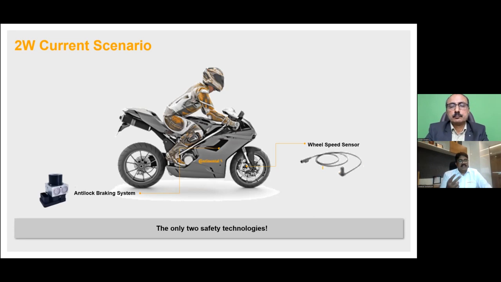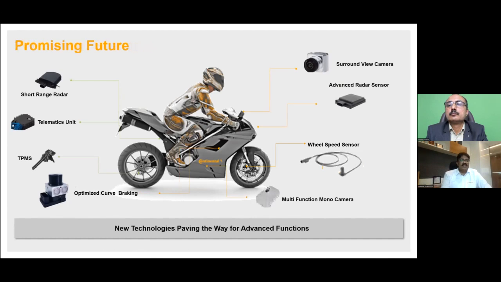So here, I think currently the important one is the wheel speed sensor, which we use for detecting the wheel speed and also as the input for the ABS for some of the actions, which we'll talk about maybe later in the detailed presentations. But currently this is the scenario. This is where we are, and the future is actually something different.